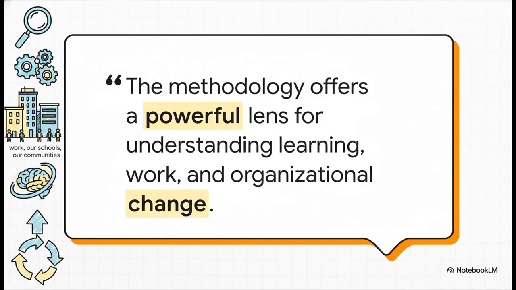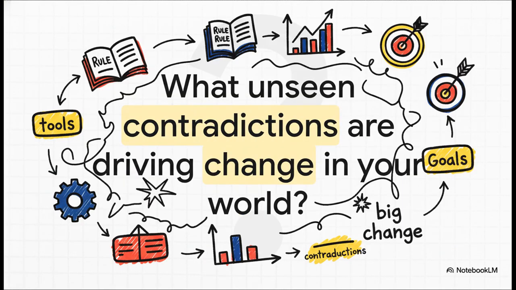And that's the whole point. This isn't just some abstract theory for academics. As this quote says, it's a truly powerful, practical lens you can use to make sense of the complex stuff we all deal with every single day. At work, in school, in our communities, you name it. So I'll leave you with this final thought. Now that you have this new lens, I want you to look around at your own world, your job, your team projects, even a community group you're in. What are the hidden tensions you can now see? What are the unseen contradictions between the tools you use, the rules you follow, and the goals you're trying to reach? Because finding them, well, that might just be the key to unlocking your next big change.